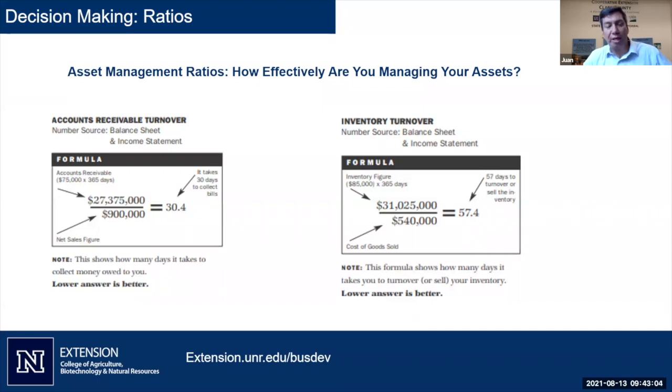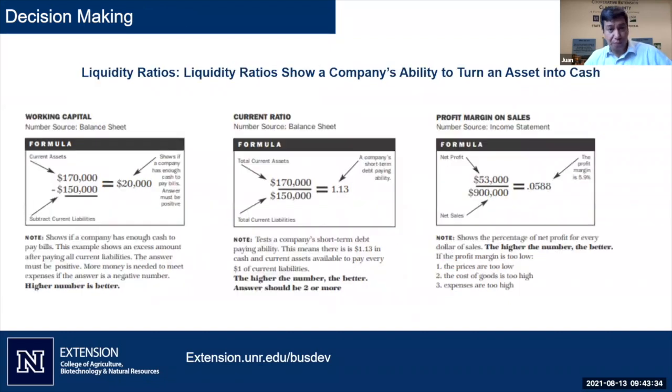So now we are taking particular accounts from the balance sheet and the income statement, creating a formula and coming up with new information, new ways to measure our performance. The inventory might come from the balance sheet, but your cost of goods sold will come from the income statement. So now we are combining information to make new information.